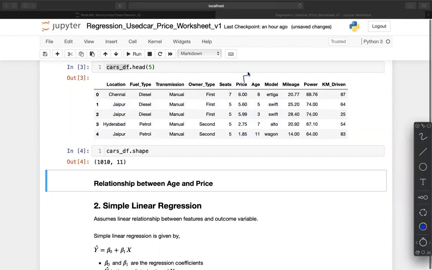So this is my dependent variable, or outcome variable here. And these are my factors, you can say x1, x2, x3 up to x10. There are 11 columns, so 10 different variables are there.